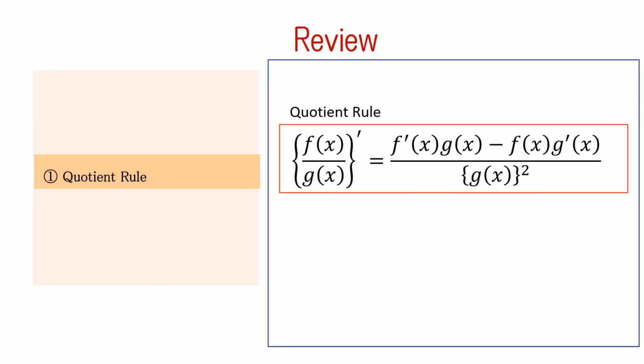Finally, let's review what we have learned. The derivative of the quotient f of x over g of x of the two functions f of x and g of x can be found by computing f prime of x times g of x minus f of x times g prime of x over g of x squared. That concludes this lesson.